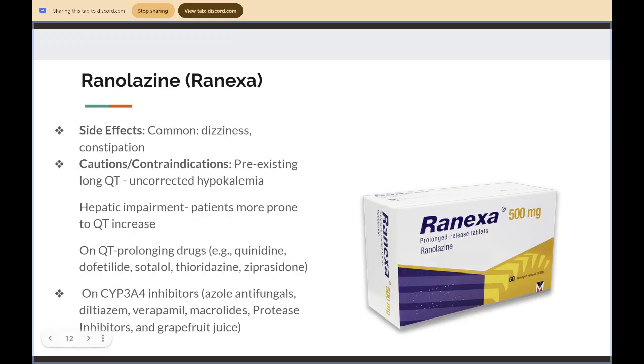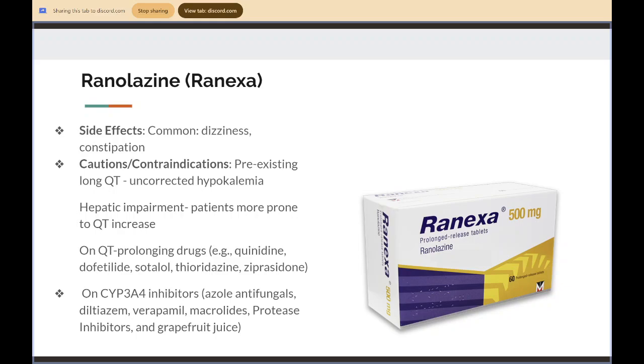On the right side, you'll see Ranexa 500 milligrams. This is a prolonged-release box. The side effects are dizziness and constipation, which are the most common. If there is uncorrected hypokalemia or pre-existing long QT, that's going to be an extreme caution or contraindication. In hepatic impairment, patients are more prone to QT increase. And if they're already on QT-prolonging drugs like quinidine, dofetilide, sotalol, thioridazine, or ziprasidone.